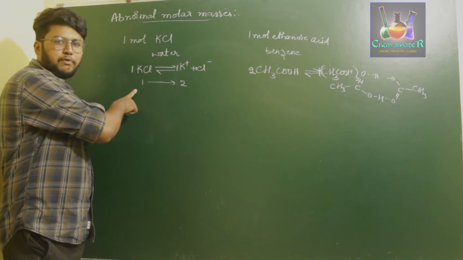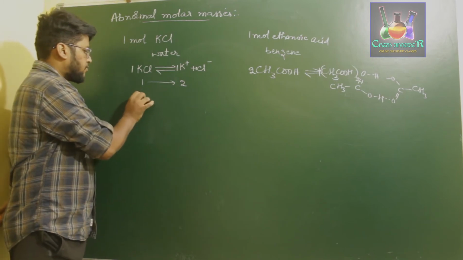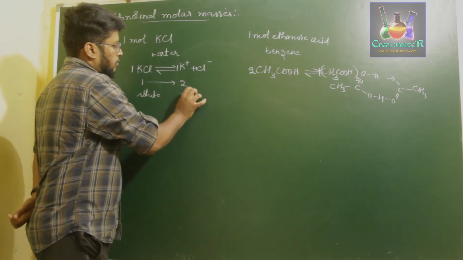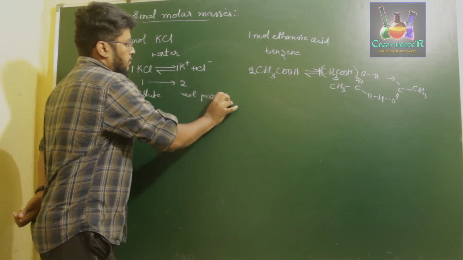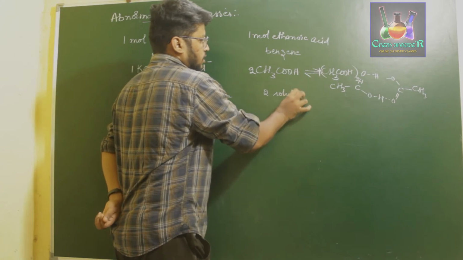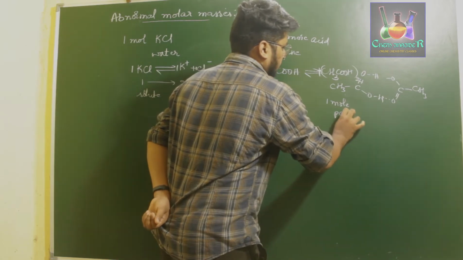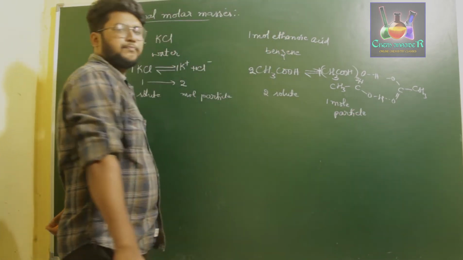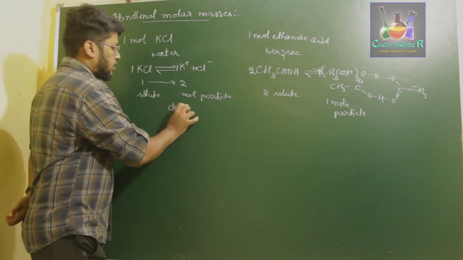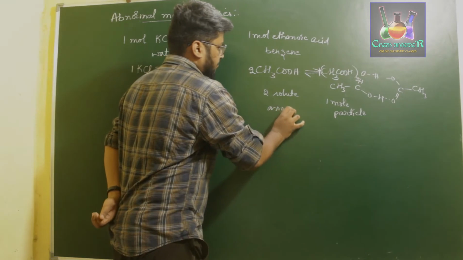On the one side, when we dissolve 1 mole of solute, it gives us 2 moles of particles. On the other side, we are using 2 moles of solute and we are getting 1 mole of particles, right? So these two processes are respectively called dissociation and association.